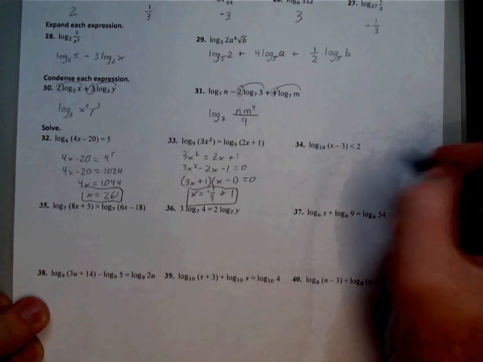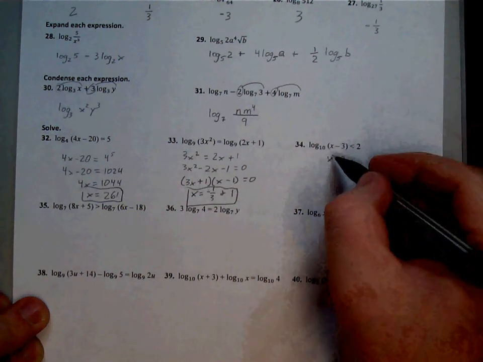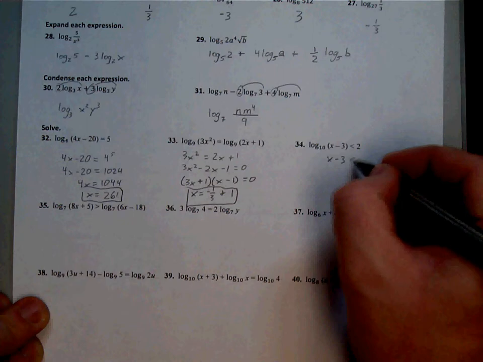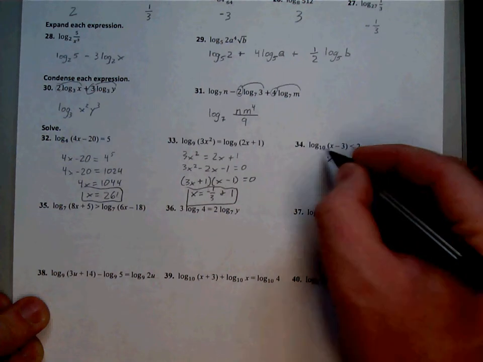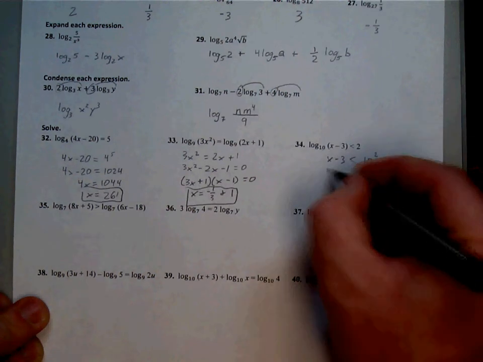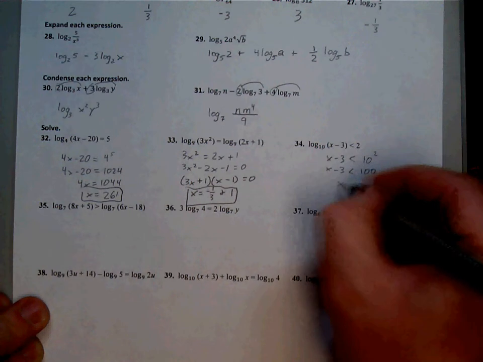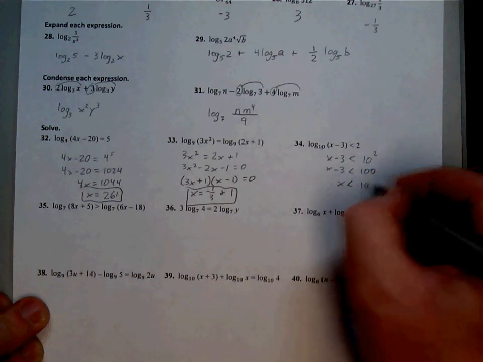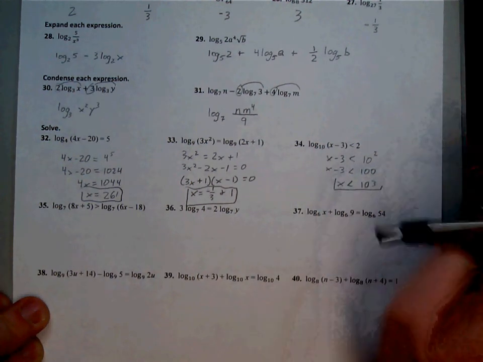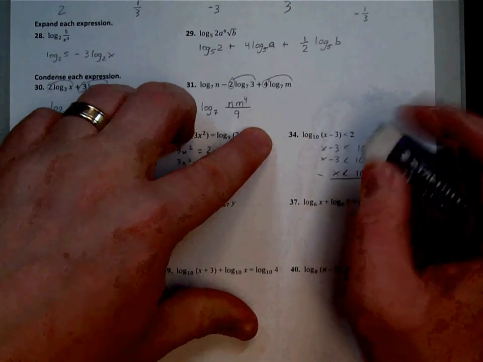Number 34, we've got an inequality. So on the inequality, you keep the x minus 3. If you want to keep the sign the same way, you got to keep the x minus 3 on the left side, and the 10 to the second goes to the other side. So x minus 3 is less than 100. Add your 3. X has to be less than 103. Before I circle that answer or box that in, I've got to remember domain restrictions on a log.